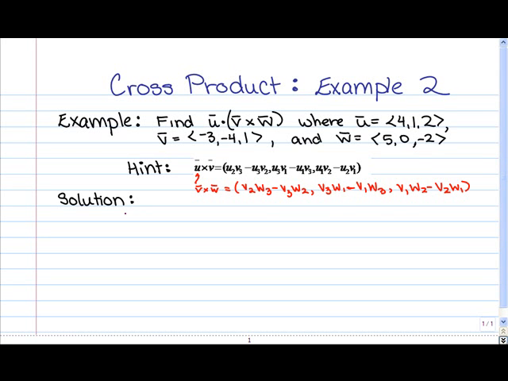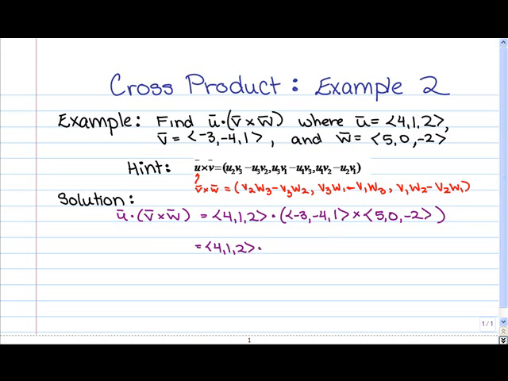Okay, so hopefully you've had a chance to try this out. Let's go ahead and take this up. Again, you're finding the dot product of u with the new vector corresponding to the cross product of v and w. So let's go ahead and find that cross product. So first of all, let's just write out all our vectors. So u is the vector 4, 1, 2. And we're finding the dot product of that with the cross product of the vector -3, -4, 1, so v, and w, which is 5, 0, -2. So again, let's go ahead and find the cross product first. So we have 4, 1, 2 dotted with.